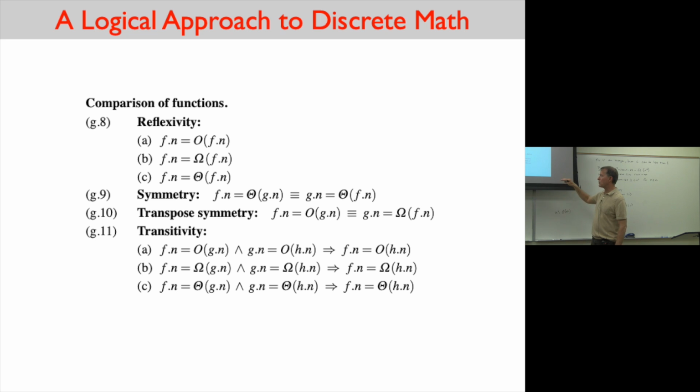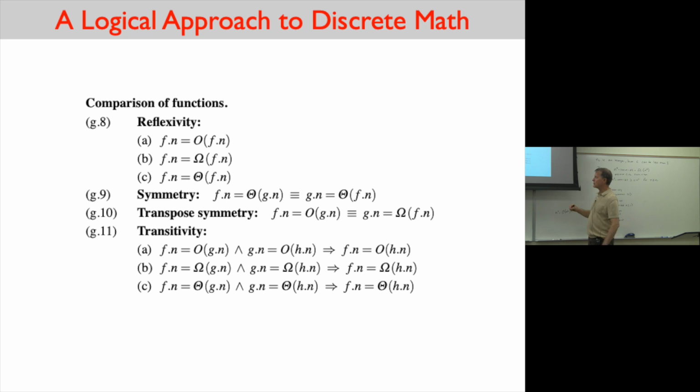And if the upper bounds and lower bounds are not identical, then G.9 tells us that we have what's called transpose symmetry. In other words, f(n) is bounded above by g(n) if and only if g(n) is bounded below by f(n), right? And those things are easy to prove. Is everybody clear on that?